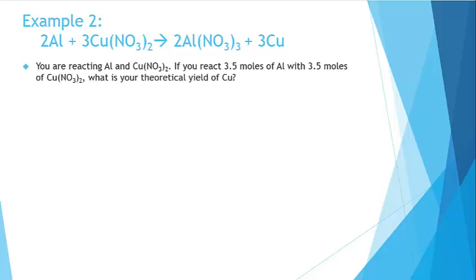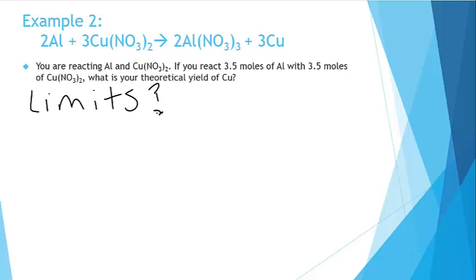So here's example 2. You have this lovely reaction. So you're reacting aluminum and copper nitrate. So if you react 3.5 moles of aluminum with 3.5 moles of copper nitrate, what's your theoretical yield of copper? So the first important thing you have to do is you have to figure out your limiting reactant. So what limits? Okay, what's your limit in this reaction? So you have to figure that out first.